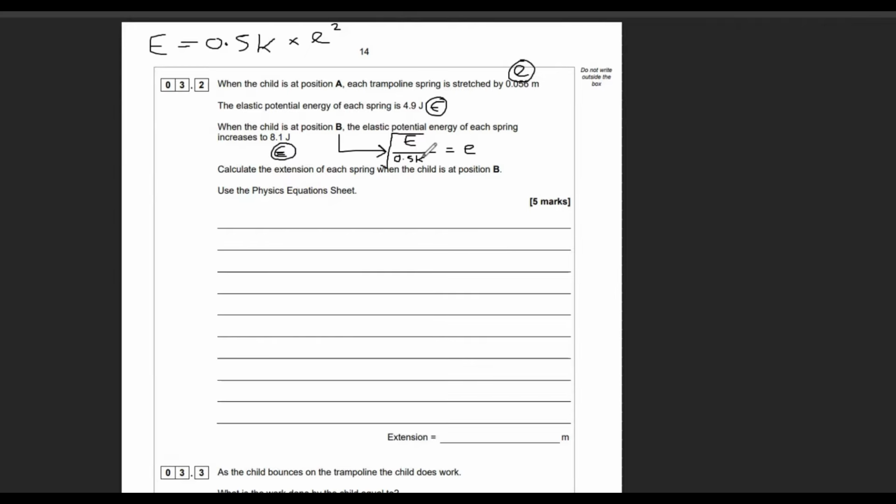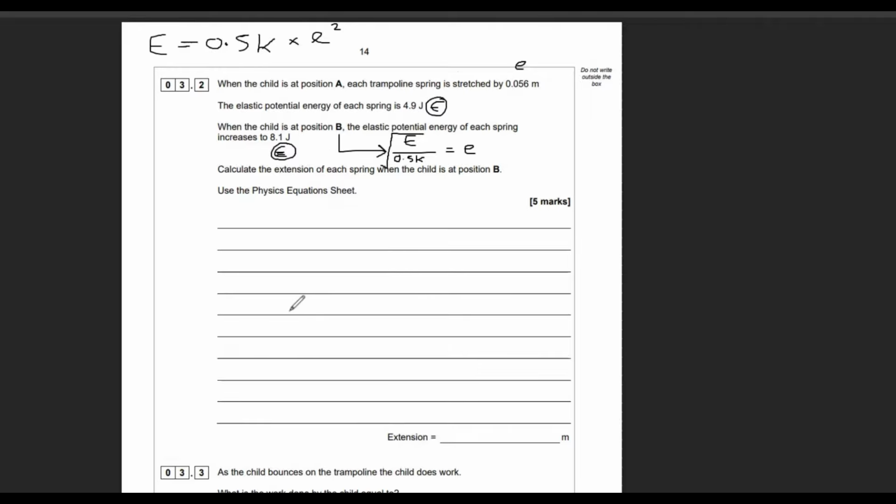However, I don't have K. So I have to use this first set of data at A to work out K, and K is constant. It's called the spring constant, so it's going to be constant even at this new position where the springs have been stretched. So let's work out K from the first position. I need to rearrange this first of all to find K. Why don't you see if you can do that using 0.056 and 4.9? I know that's impossible to see because I've drawn all over it, but that's the extension.